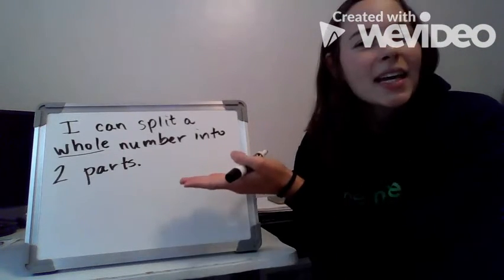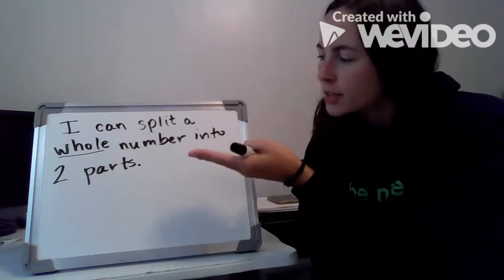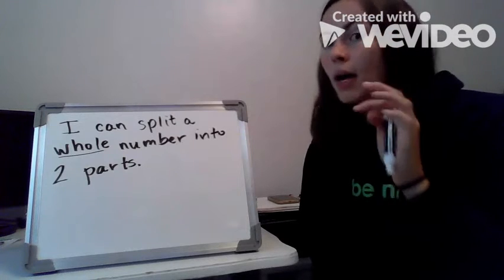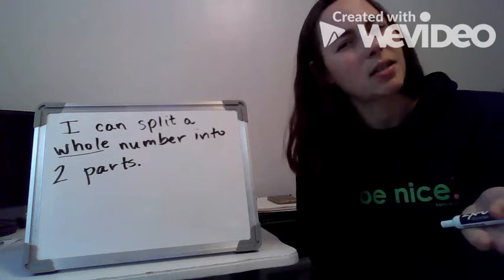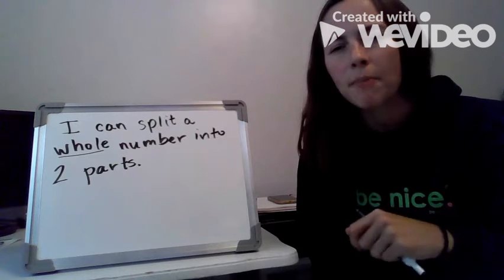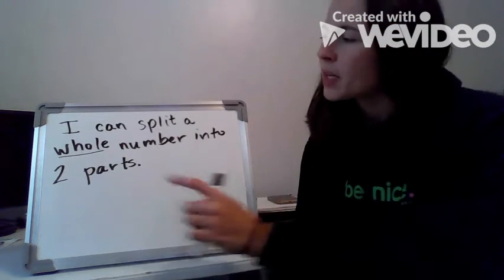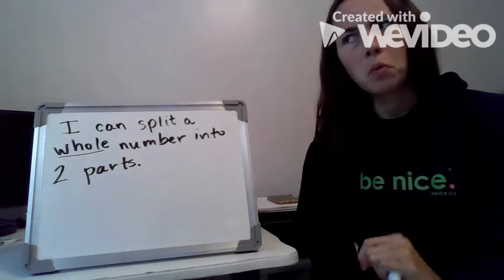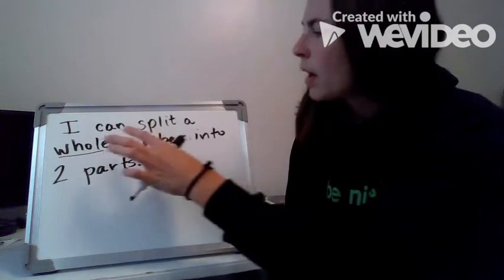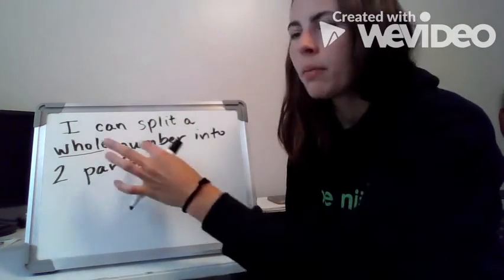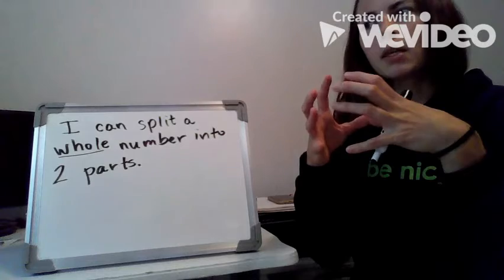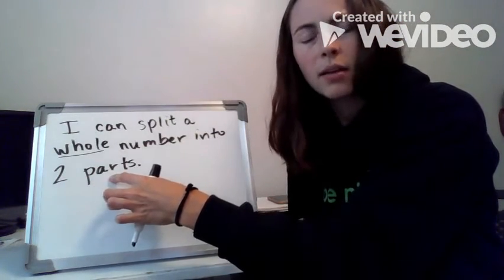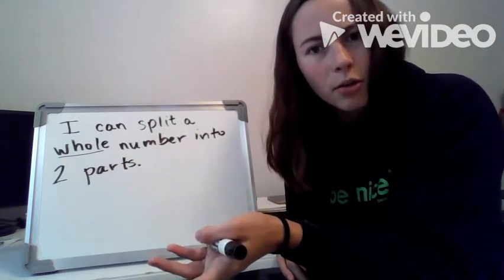I have here our I can statement for today. This is our statement that we're going to stick in our brains to check ourselves. Am I getting this or am I not quite getting this yet, and I need more practice? Here's our I can statement for today. It says, I can split a whole number into 2 parts. There's some words in there we know. We know a whole number is what happens when we put together 2 parts, right? We've done it in our number bond. We did it some yesterday too.